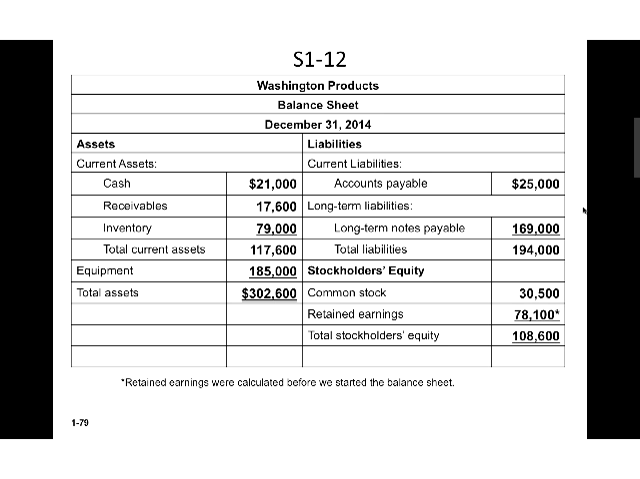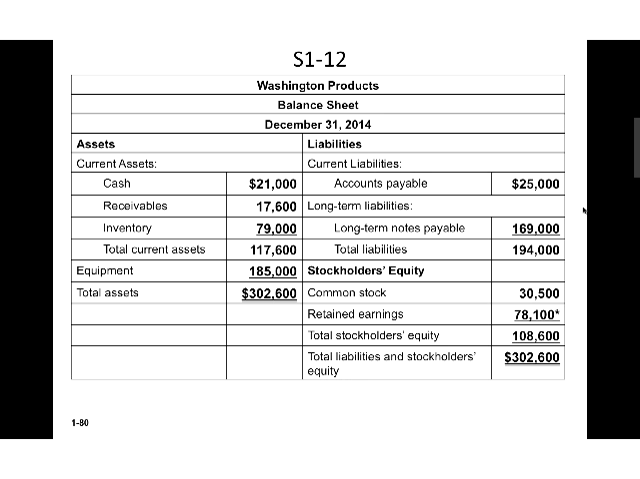Okay, so we've got total liabilities and we have total stockholders' equity. So what I have to do then is a total line, which is my total liabilities of $194,000 plus my total stockholders' equity of $108,600, and so we get the total. The reason total liabilities is not double underlined is because we are not done with this side of the statement. This side of the statement is total liabilities plus total equity together.